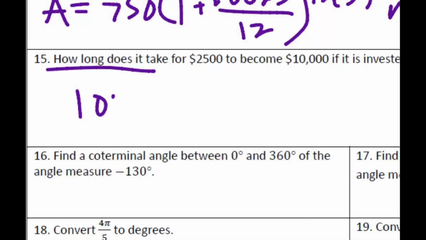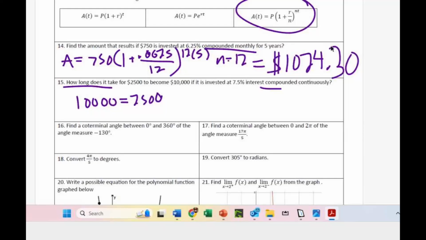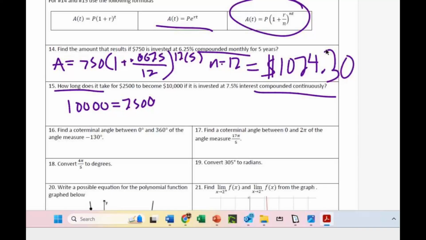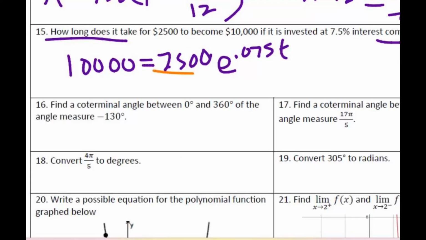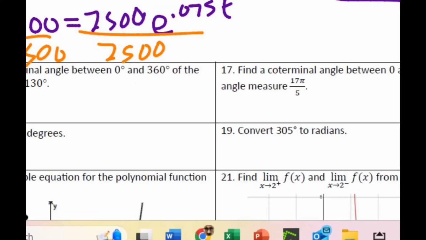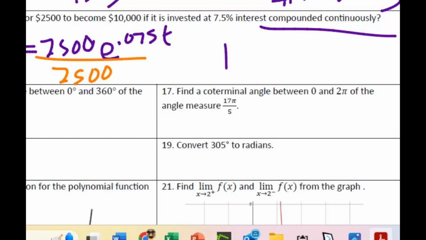So in the future, our amount should be 10,000. This is what we start with, and it's compounded continuously, so continuous interest is our Pert. So I'm looking for my rate at 0.075 times t. From here, I'm going to divide both sides by 2,500, and I get 4. So I'm going to rewrite that over here: 4 equals e^(0.075t).